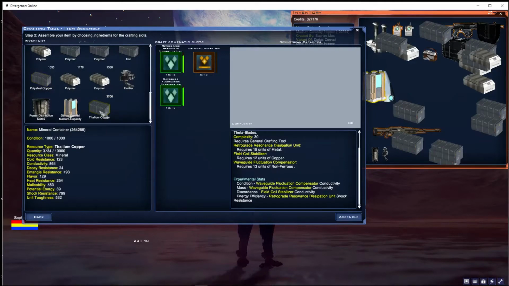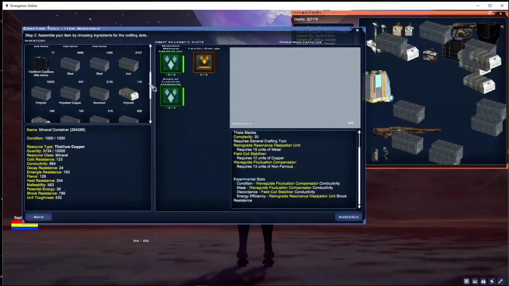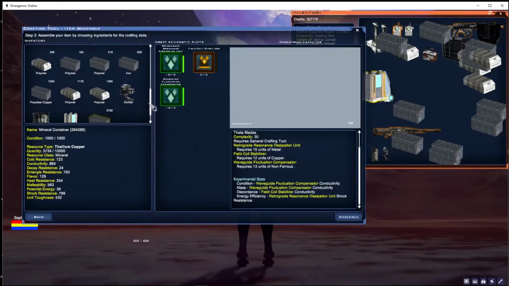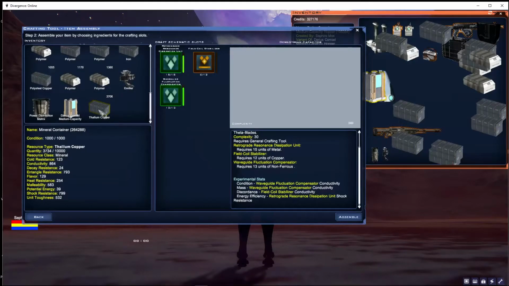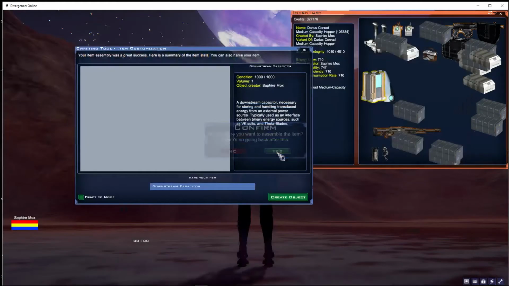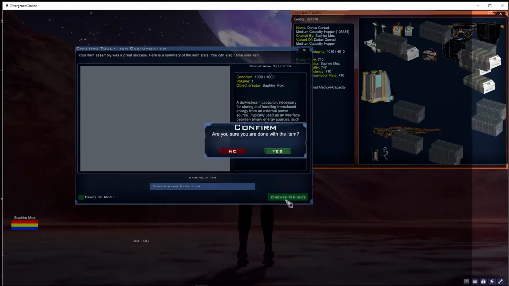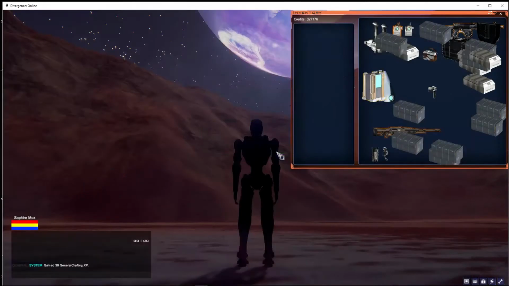So I think I'm going to go with this 864 just because I'd prefer to keep that special copper or something special in the future. And the difference between 864 and 900 is not that significant. So, got our mats all selected. We're going to say assemble, yes, create object, yes, and there we have it.